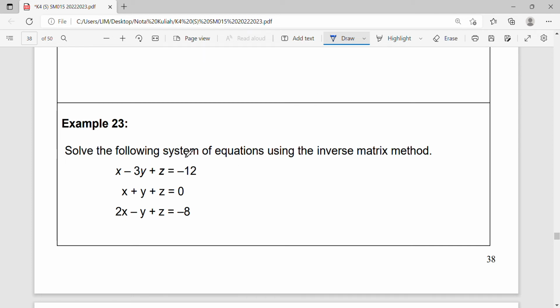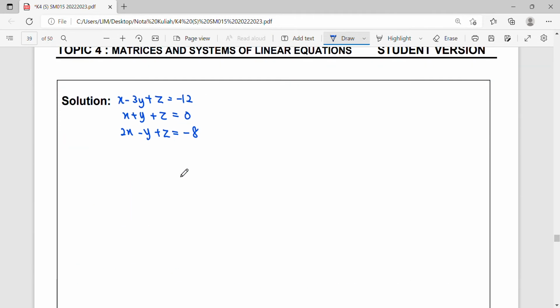Solve the following system of equations using the inverse matrix method. So given here, we have three simultaneous equations with unknown x, y, z. For this equation, we are going to form out our matrix equation.